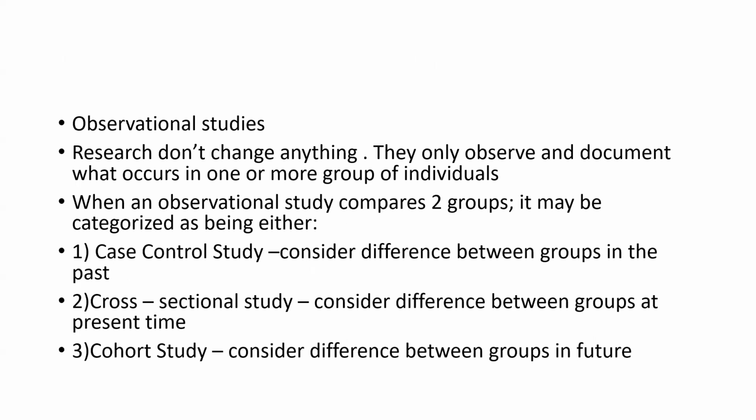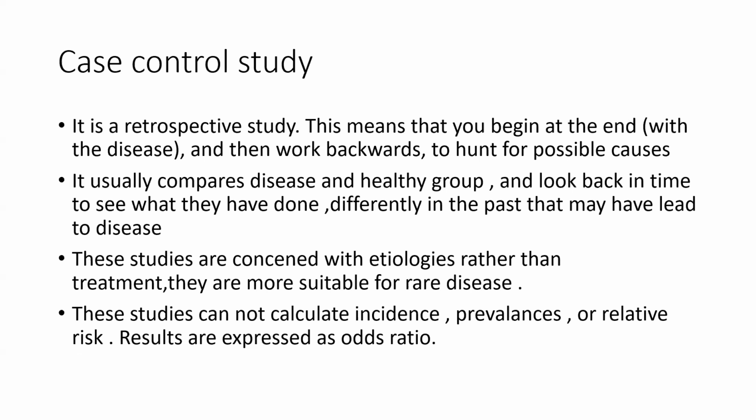Now, observational studies. Researchers don't change anything. They only observe and document what occurs in one or more groups of patients. So, when an observational study compares two groups, it may be categorized as either a case control study, which considers differences between groups in the past, or a cross-sectional study, which considers differences between groups at the present time. A cohort study considers differences between the groups in the future.